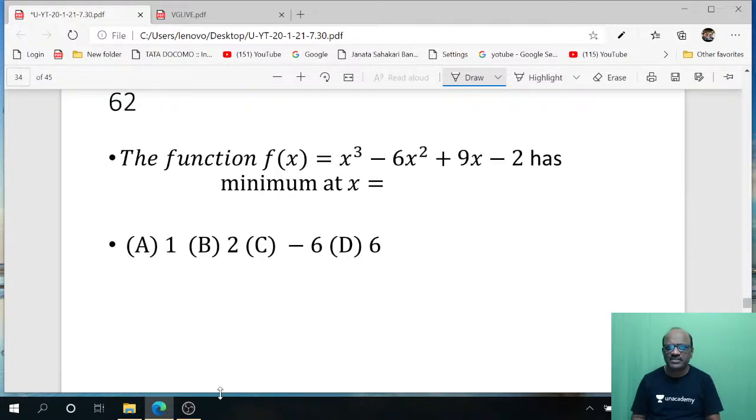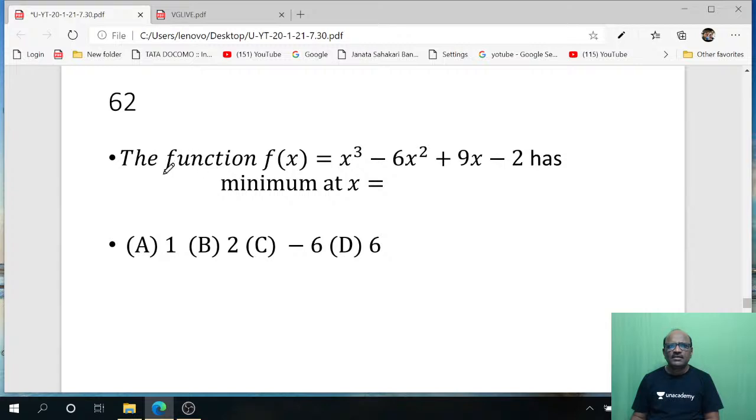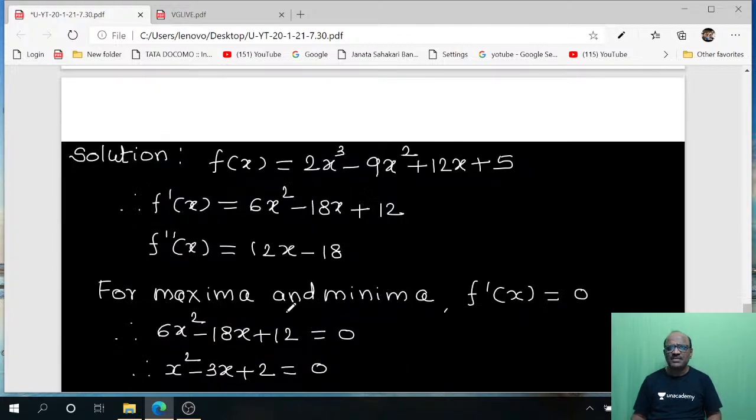Now again we'll take one more problem. The function f of x is equal to x cube minus 6x square plus 9x minus 2 has a minimum at x is equal to 1, 2, or minus 6, or 6. See this function. F of x is equal to 2x cube minus 9x square plus 12x plus 5. Then what is its first derivative? It is 6x square minus 18x plus 12. The second derivative is 12x minus 18.